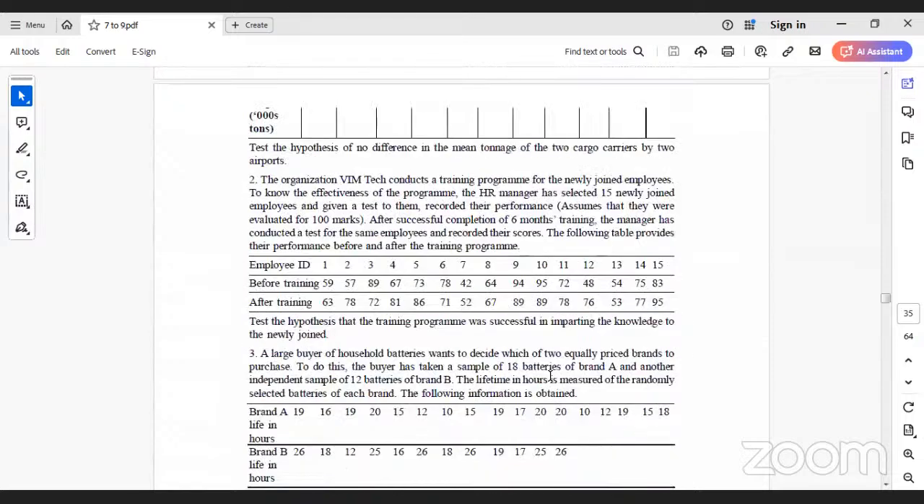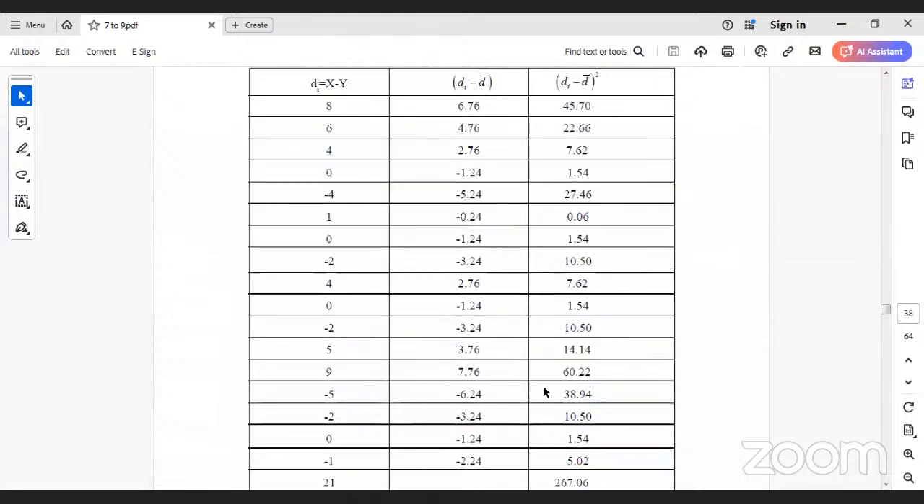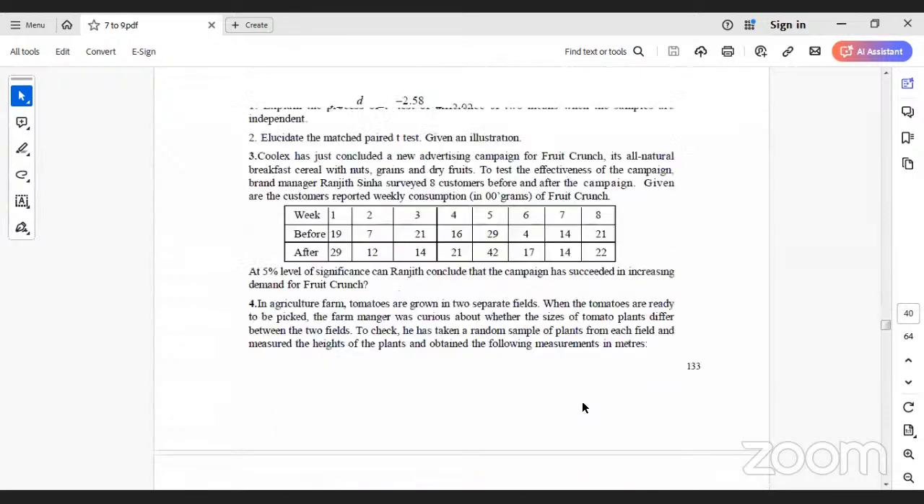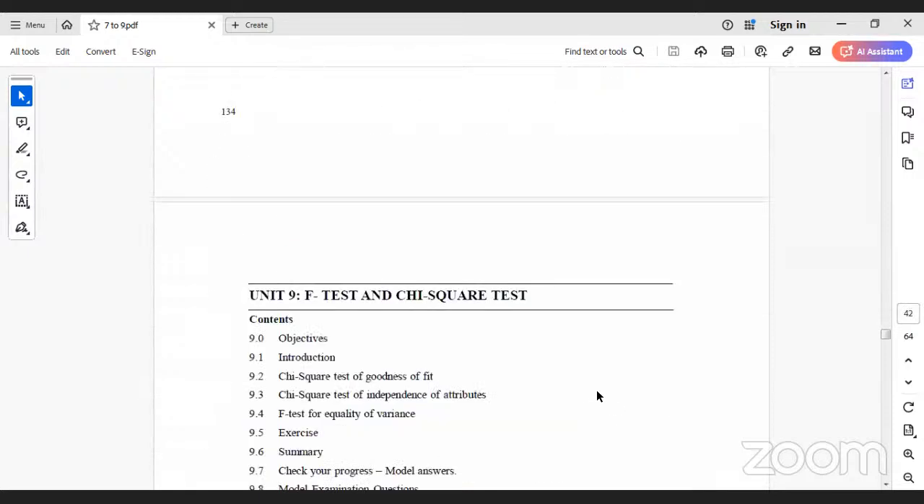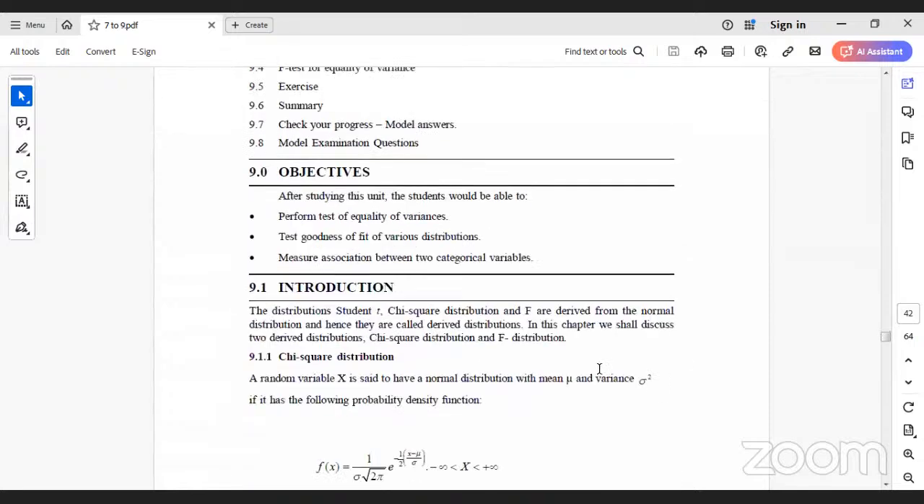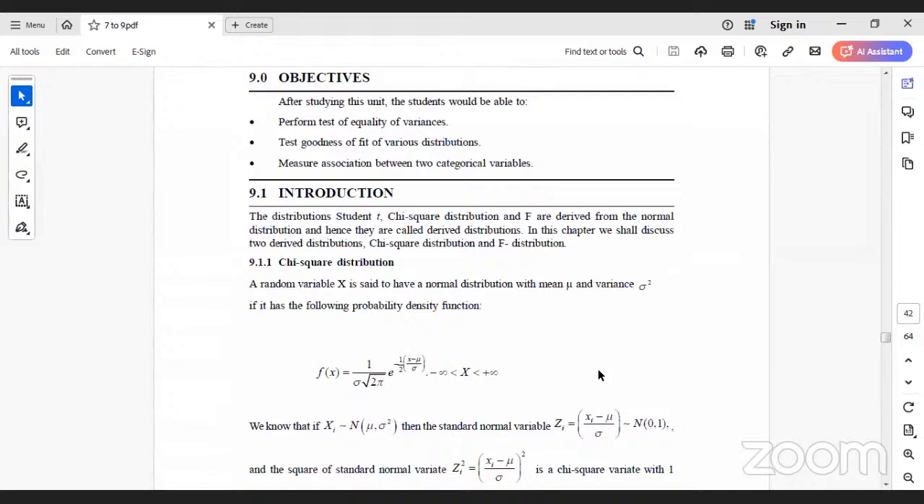So this is one unit. Another unit we have today is the 9th unit: F test and chi-square test. The student t, chi-square distribution and F distribution are derived from the normal distribution, and hence they are called derived distributions. In this chapter, we shall discuss two derived distributions, chi-square distribution and F distribution.